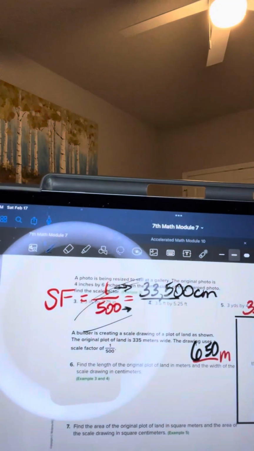And so now we want to use our scale factor, 1 to 500. Hold on, I think I just put that in the wrong place. Yes, I did. Okay, let me correct that. The 33,500 centimeters is in reference to my original. So I've got to put that across from my 500. So 33,500 centimeters. Y'all see how you have to think slowly. Need to follow my own advice.